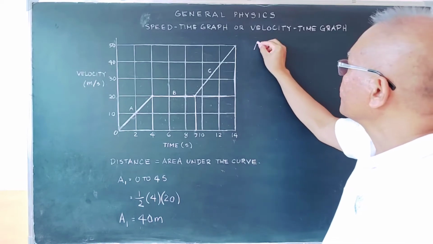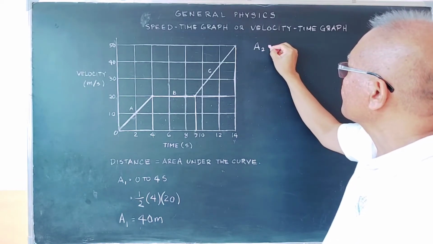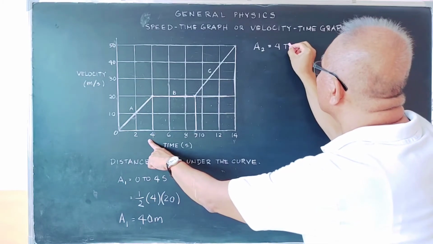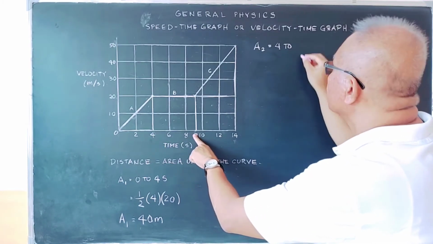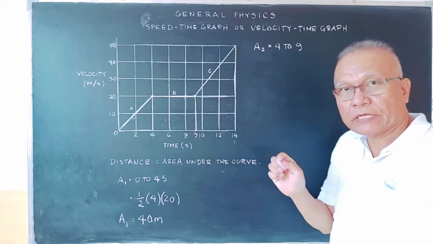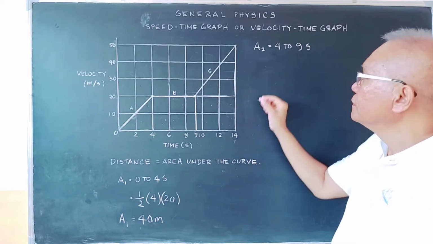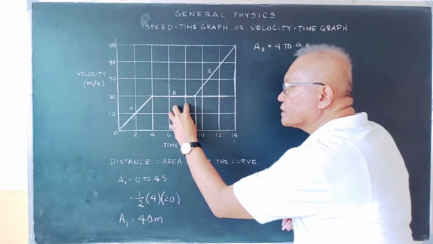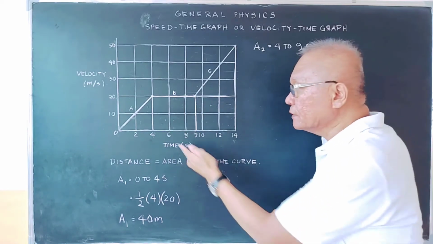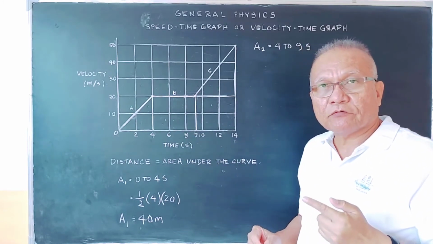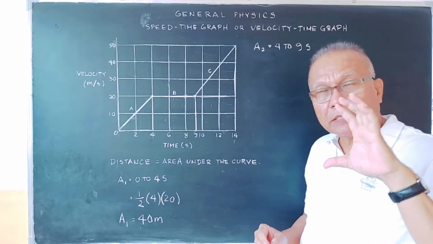So area sub 2 is the distance traveled from 4 seconds to 9 seconds here. So let's put an S here. What kind of shape is this? This is a rectangle, rectangular in shape. And the formula for the area of a rectangle is base times height.